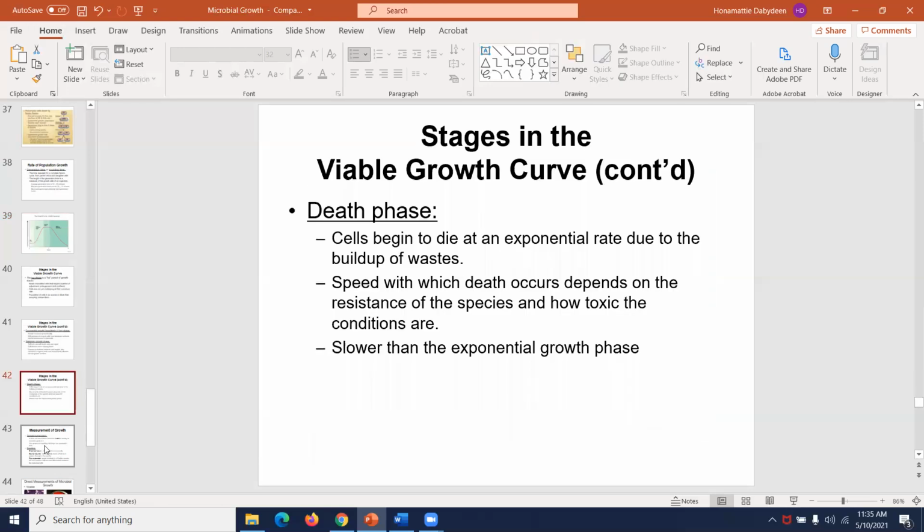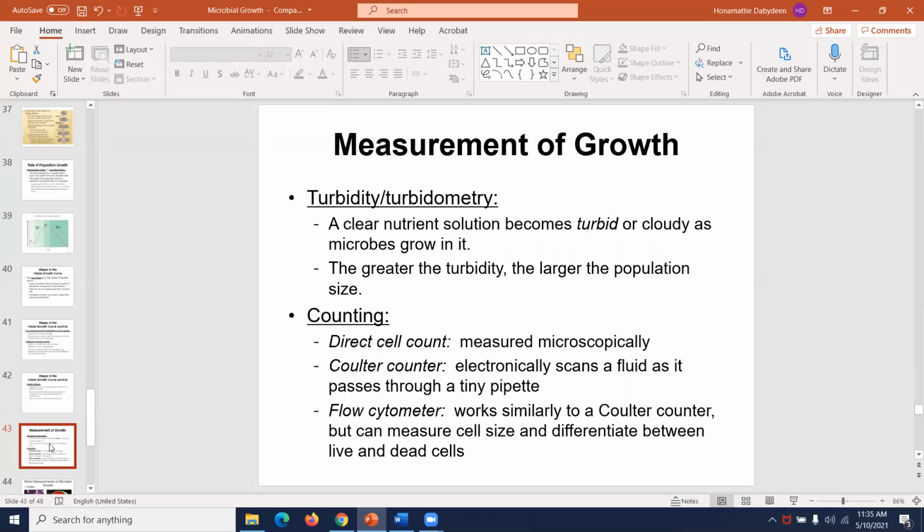I think that is the death phase. And then we're going to do a couple of slides more to measure the growth. How do we measure growth? Well, a couple of things we can do. If we inoculate a liquid medium, usually the liquid medium is very clear. And once the organisms start to grow, it is going to be very cloudy.